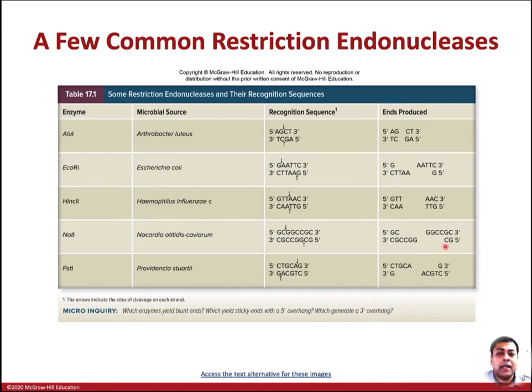This is an overhang sticky end. This is a sticky end. So you can see that sometimes the restriction enzymes recognize, say here, 4 base pairs. Here it recognizes 1, 2, 3, 4, 5, 6 base pairs. Here is 1, 2, 3, 4, 5, 6, 7, 8 base pairs.